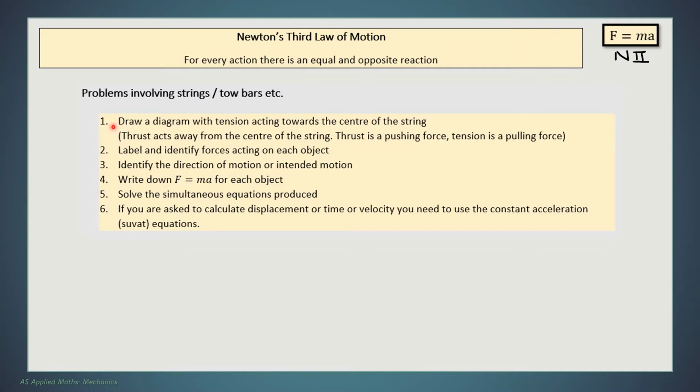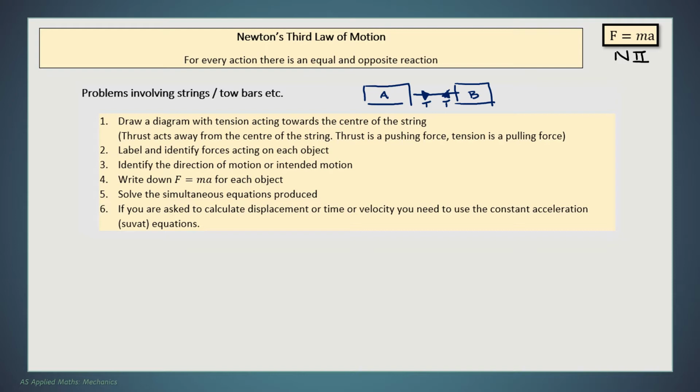As always, draw a diagram with the tension acting towards the centre of the string. So this is where Newton's third law of motion comes into play. When we've got something connected, so two particles connected by a piece of string, there will be a tension in that string that is pulling on this first particle A, and there will be an equal and opposite tension in the string that's acting on B, and that's Newton's third law of motion. So that we've got this equal and opposite reaction going on here.